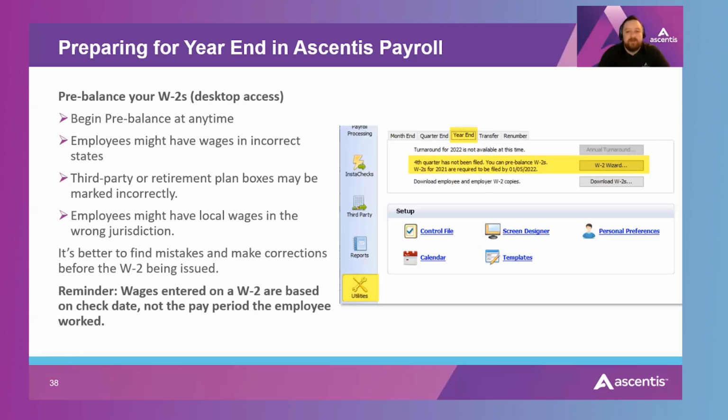It's also a great recommendation to begin pre-balancing your W-2s. Even though all the wage payments have not been completed for the year, it's never too early to review what's been paid so far. Employees might have wages in incorrect states. Third-party or retirement plan boxes may be marked incorrectly. And employees might have local wages in the wrong jurisdictions. It's better to find mistakes and make corrections before W-2s are issued. Please note wages entered on a W-2 are based on check dates and not by the pay period the employee was working.